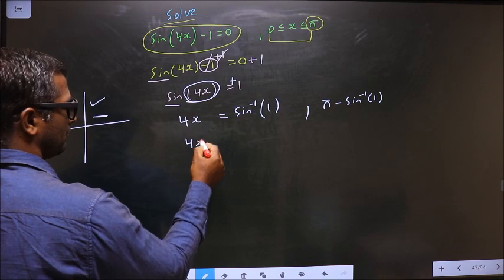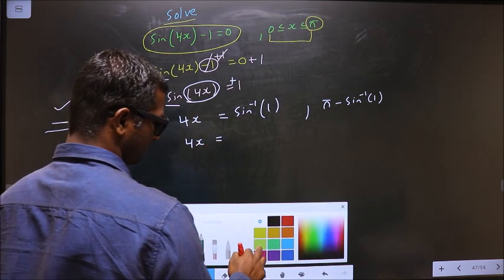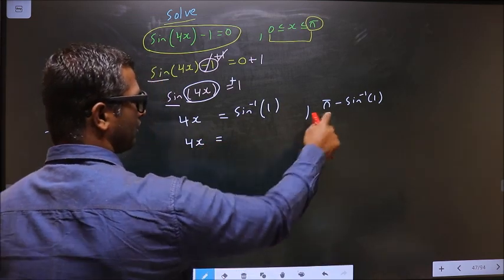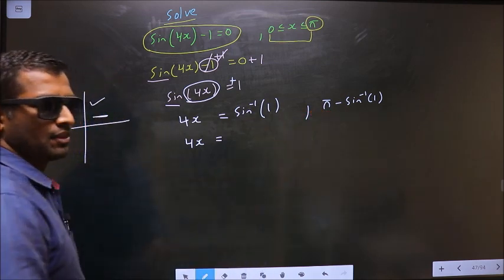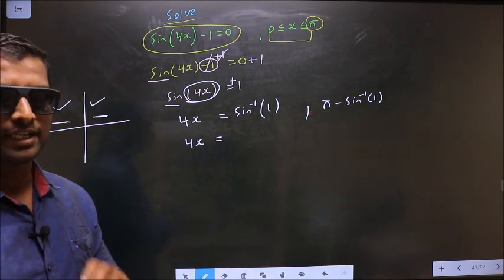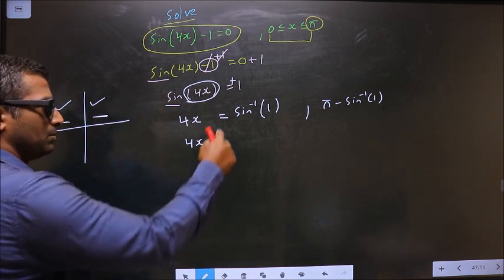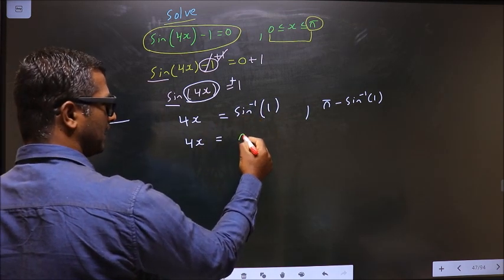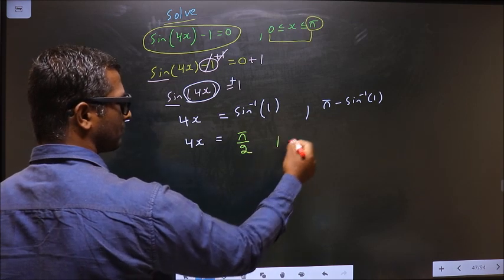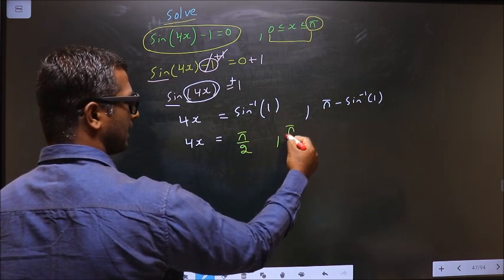Now 4x equal to, before you calculate this, make sure your calculator is in radians mode. Now put this in the calculator, you get pi by 2. Put this in the calculator, you get pi by 2.